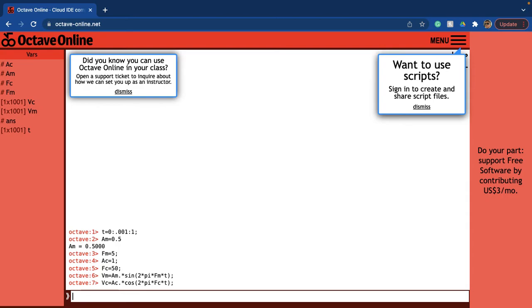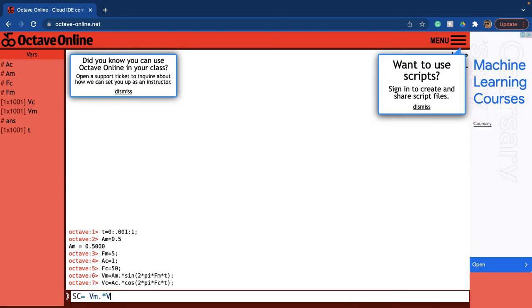Now my output, the suppressed carrier wave, is given as the product of the instantaneous value of the modulating signal with the instantaneous value of the carrier.